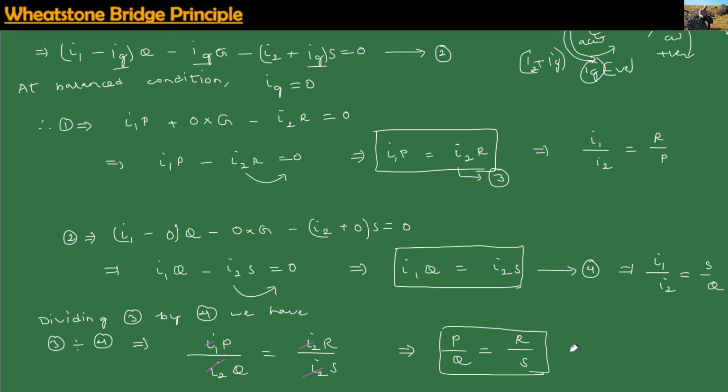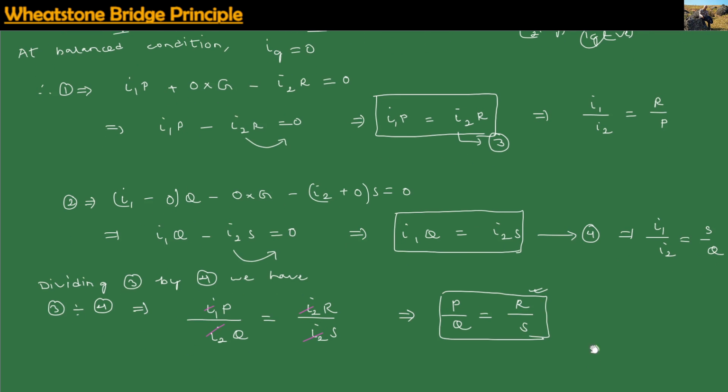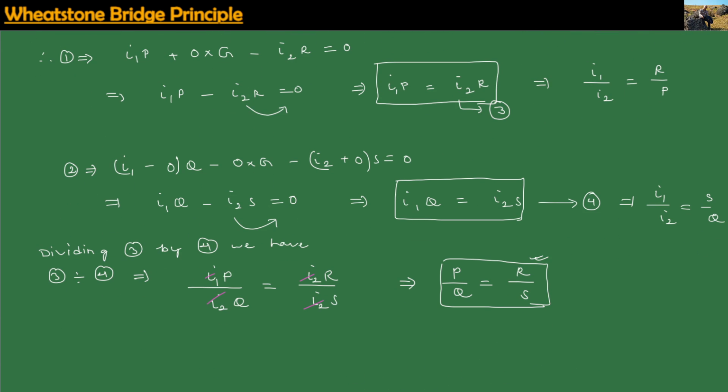Only if the bridge is balanced. When the bridge is balanced, this condition will hold true. So in the exams, mind you that if the values of P, Q, R are known, then you can find out the value of S, which is your unknown resistance.